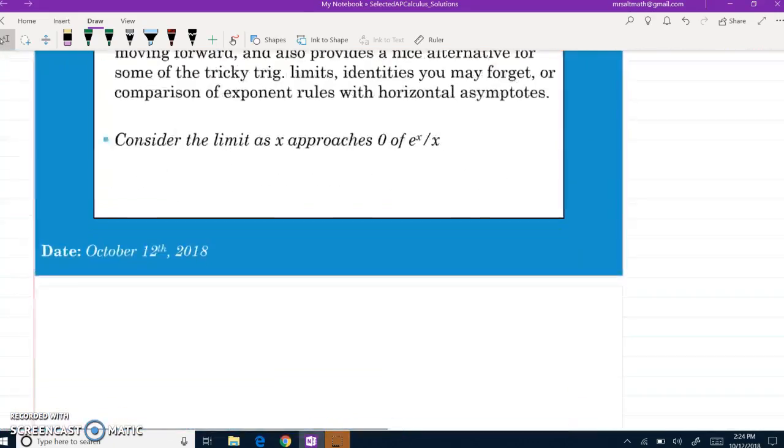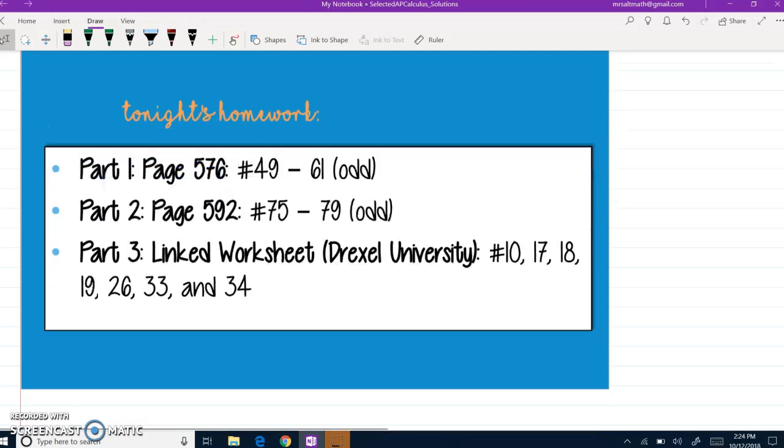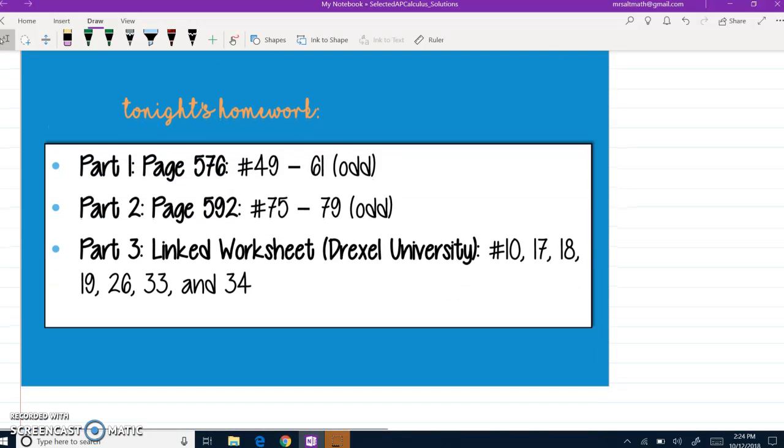Tonight's homework, if you find on your last slide, is going to come from the first regular part in your textbook, then the review part in your textbook, and then a linked section online that will give you a chance just to practice with a little bit of multiple choice in addition to the regular problems.